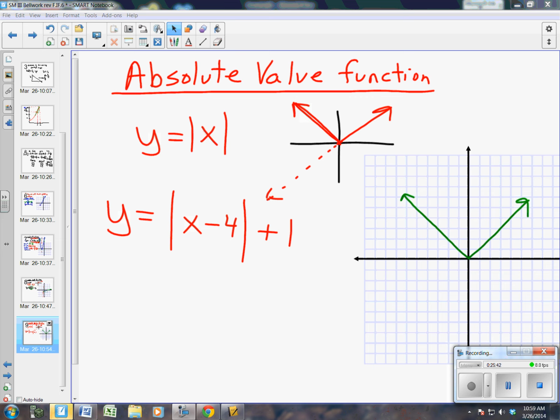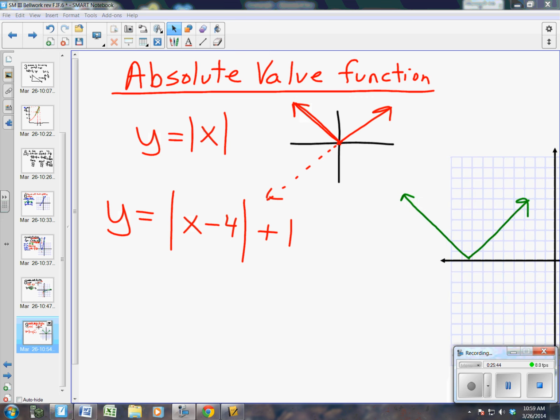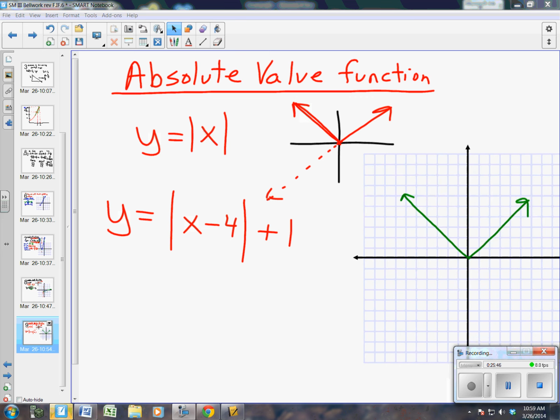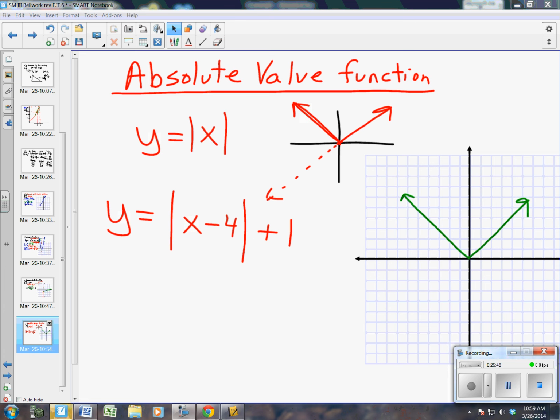Whoops. Need to group these. Whoa. That didn't work either. Never mind. Okay, so I'm going to erase that and redo this so I can move this function.